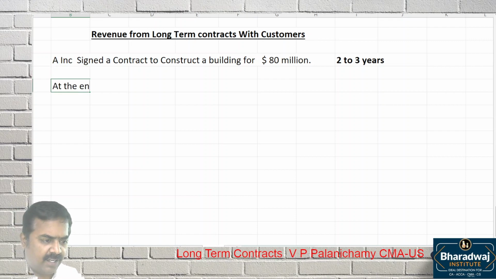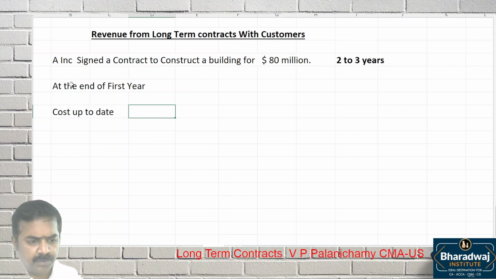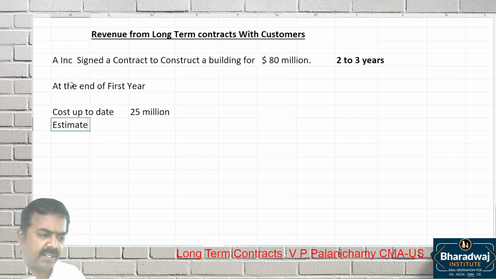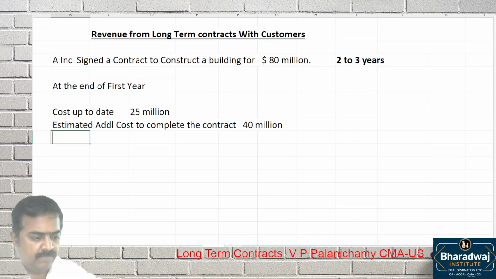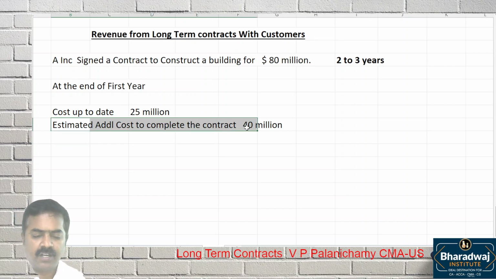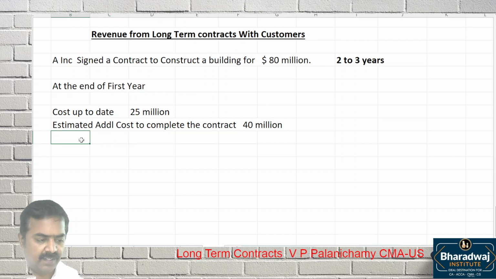Let's assume at the end of first year, this is the position. Cost up to date, we spent about 25 million. Estimated additional cost to complete the work, that is construction, let's assume it is around 40 million. So, estimated additional cost to complete the contract is how much? 40 million.